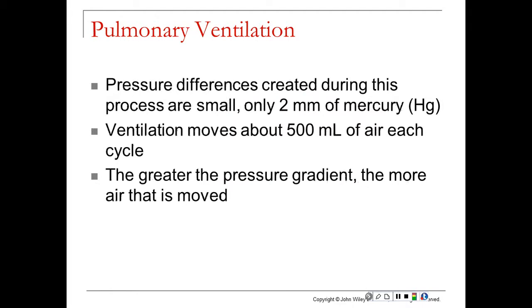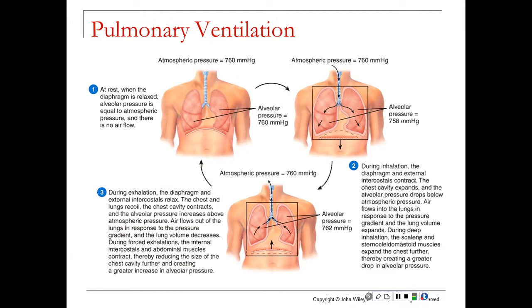So let's talk about pulmonary ventilation. The pressure differences creating it are very, very small, only about 2 millimeters of mercury. And we can look back at this diagram here and you can see that. So here the alveolar pressure is equal to atmospheric pressure, which is 716 millimeters of mercury. Then as we're inhaling, our alveolar pressure is only 758 millimeters of mercury. So only 2 millimeters of mercury difference.